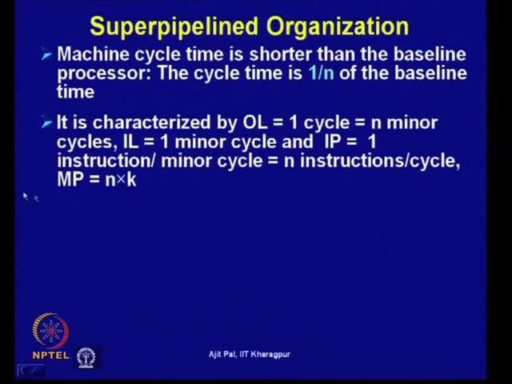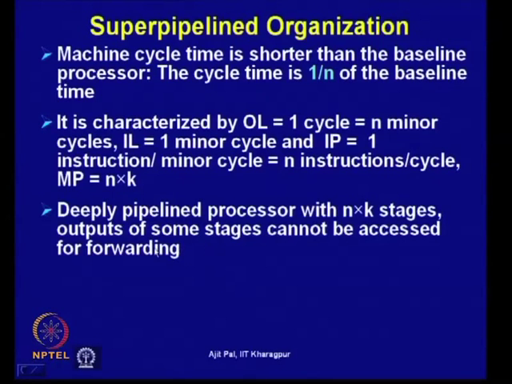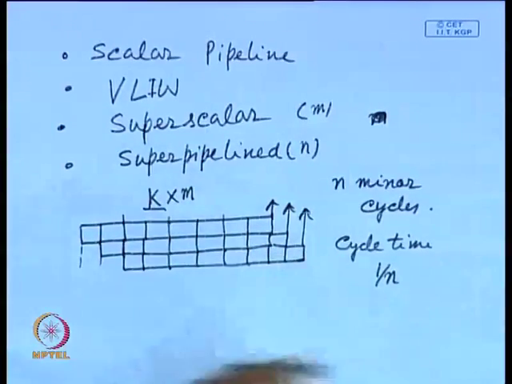So here the machine parallelism is again equal to n into k, and in case of a superscalar processor we have seen it is equal to m into k. When m and n are the same, the parallelism available for both the machines is identical, so it is not different, but you are achieving the same performance using an altogether different approach. And it may be considered as a deeply pipelined processor with n into k stages. In simple terms, it is nothing but a pipeline processor, only the number of stages has been increased. Earlier it had k stages, now it has k into m stages.